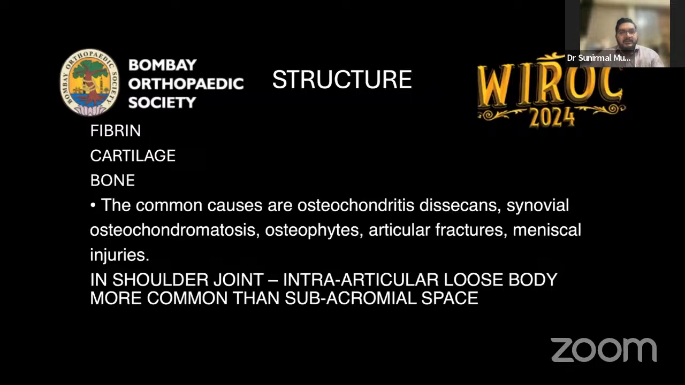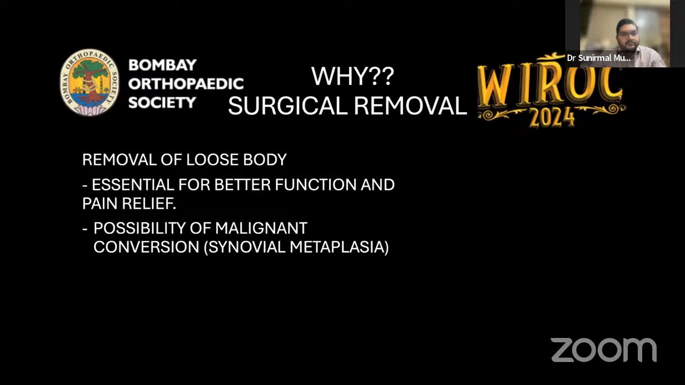So broadly, the exact content of the loose body can be fibrin, or a cartilaginous loose body, or a bony loose body. The most common causes are osteochondritis dissecans, synovial osteochondromatosis, a fractured osteophyte, articular fracture, or a meniscal loose body. In the shoulder joint especially, it is more commonly seen inside the joint, as an intra-articular loose body, rather than a subacromial space loose body.